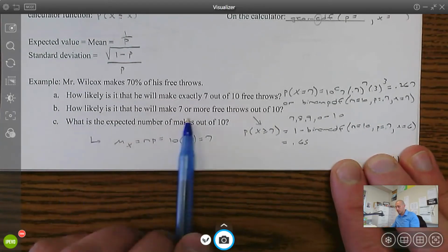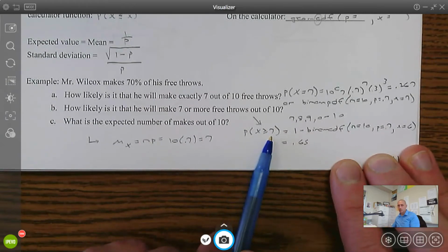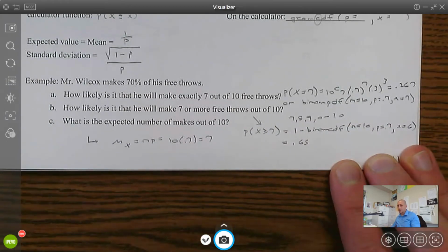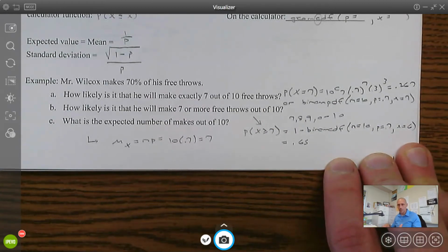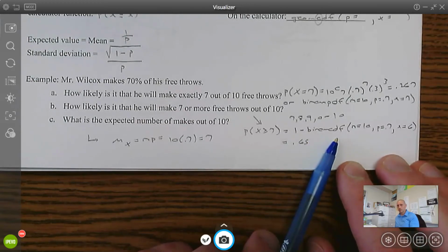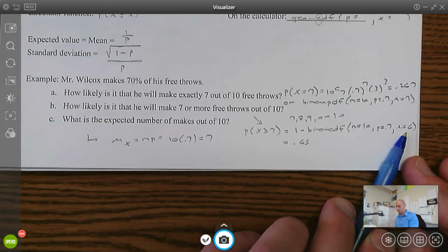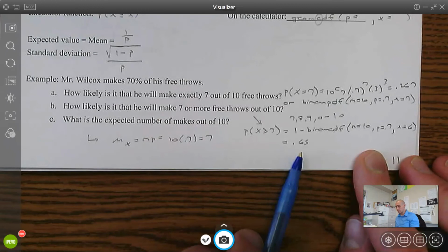Part B, 7 or more. So this is 7, 8, 9, or 10. So this is where you have to do that 1 minus. If you have one of those really newer operating systems, you could put in like a lower bound of 7 and an upper bound of 10, and you'll be fine. If not, you're going to have to do 1 minus binomial CDF. You want to get rid of everything below 7. So that's 0 through 6. So you're going to do X is 6. And that gives you 0.65.